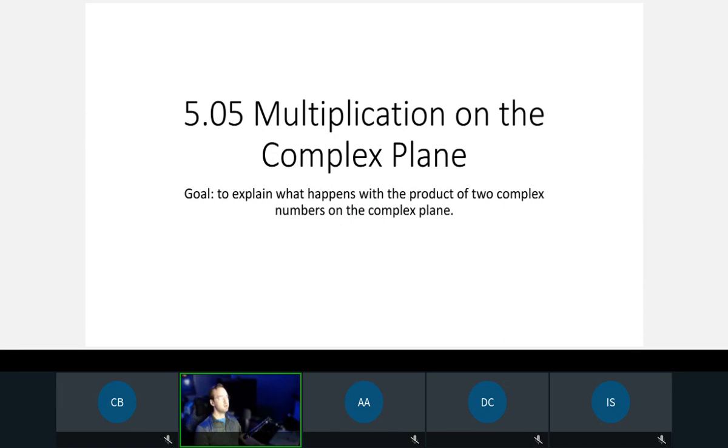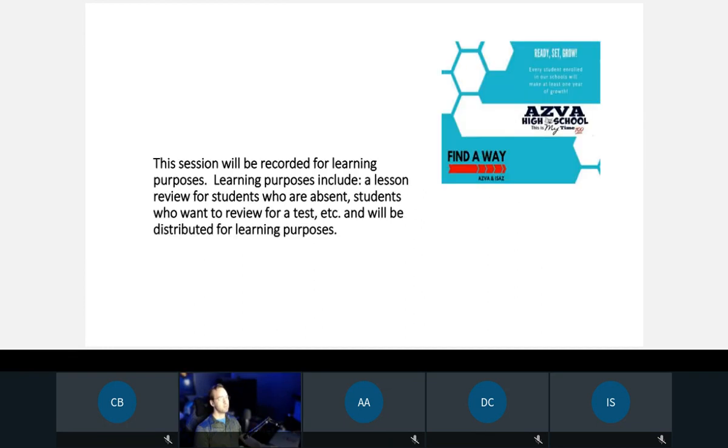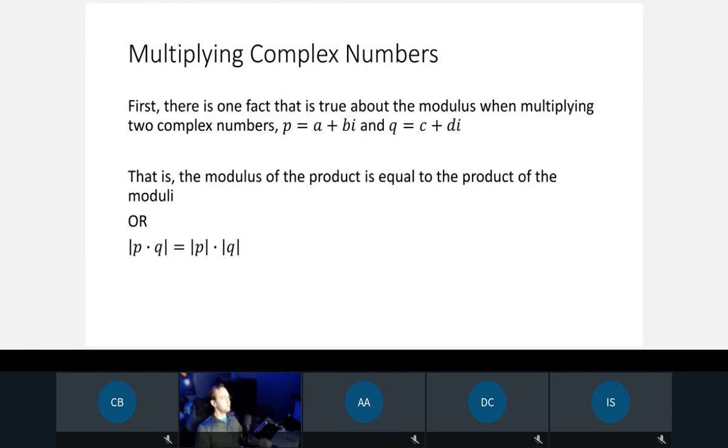So we're going to go over multiplication on the complex plane, also called the Argand plane. And we learned that yesterday. All right, we're being recorded. Right, multiplying complex numbers. First, there is one fact that is true about the modulus when multiplying two complex numbers.